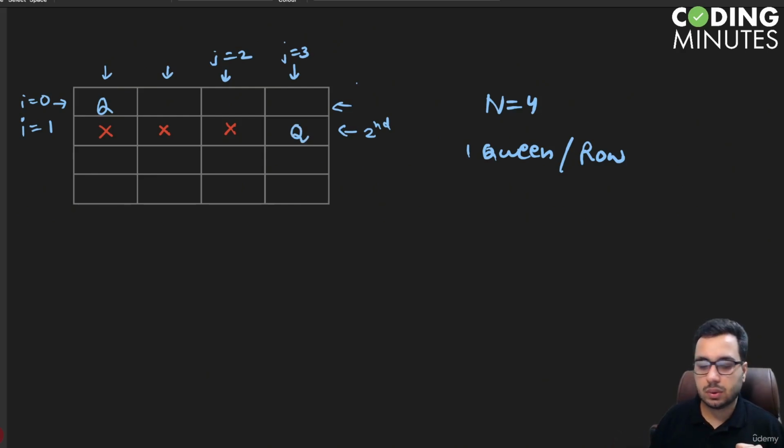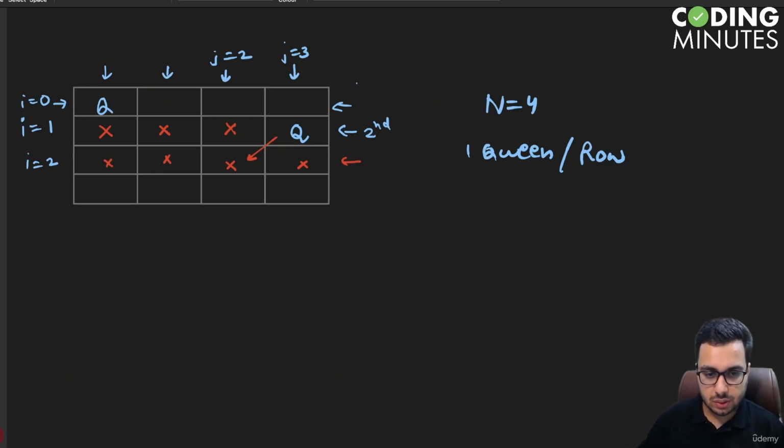Now again, we are going to call on the next row. So can we place a queen here? The answer is no. Can we place a queen here? No. Can we place a queen here? No, because it's going to be attacked by this queen. Can we place it here? Answer is no. Again, what is going to happen? The third row is going to tell the second row that, okay, this configuration is not possible, there is something wrong that you have done.